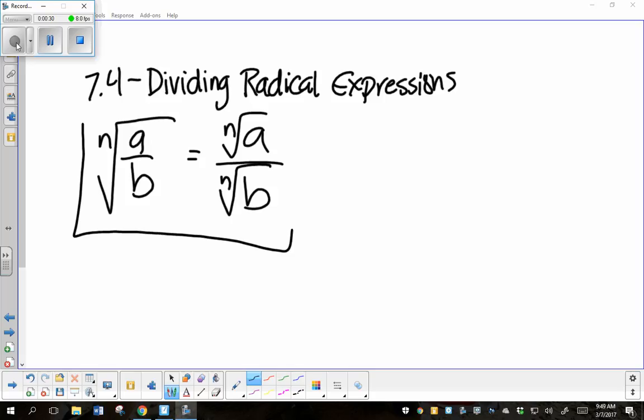I would put it in a box. That's the big important thing. If you have something divided in a root, you can break it up into two separate roots. So we're going to start with some very simple examples.